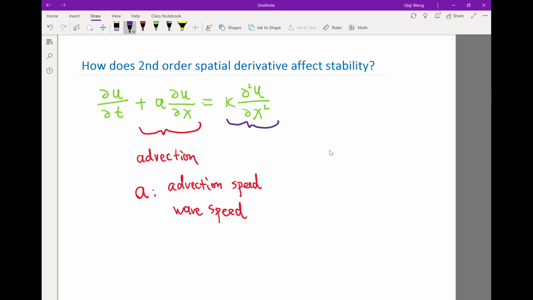And the second derivative term is called diffusion. Okay, and the k is the diffusion coefficient. Usually it's kappa. All right. So the role of this term is to basically make the solution less oscillatory, removes all the angles and sharp features, make it smoother, and eventually a constant.